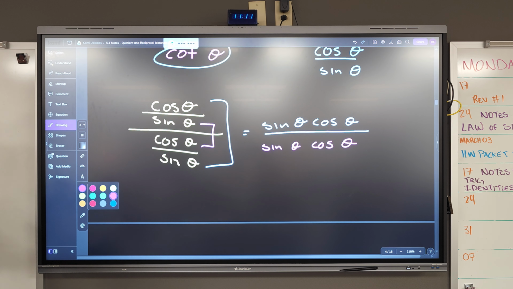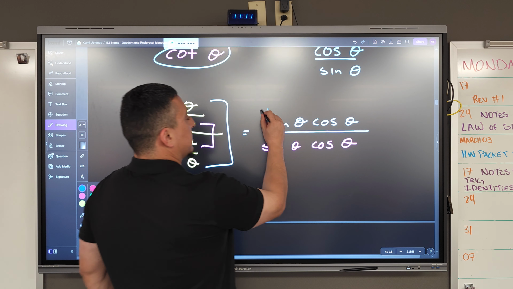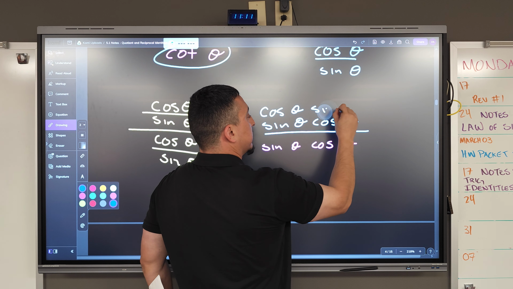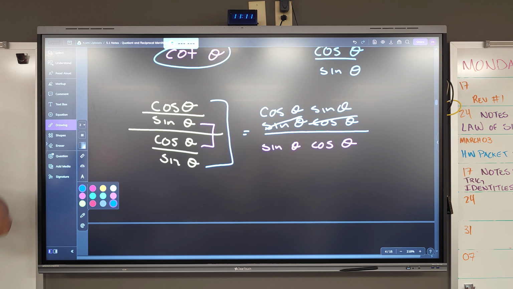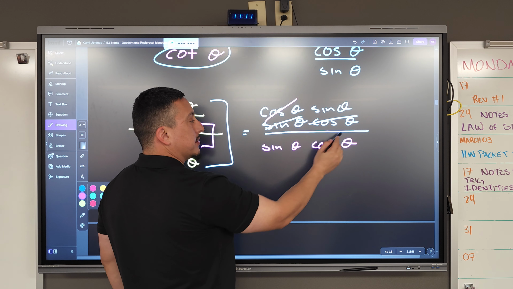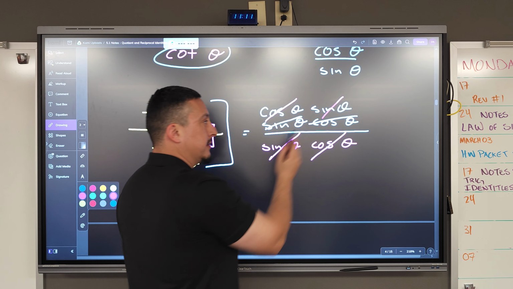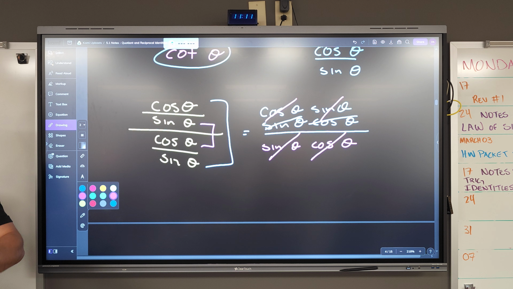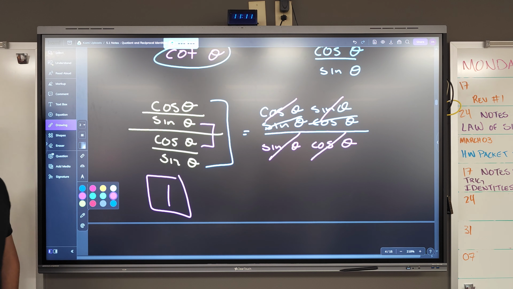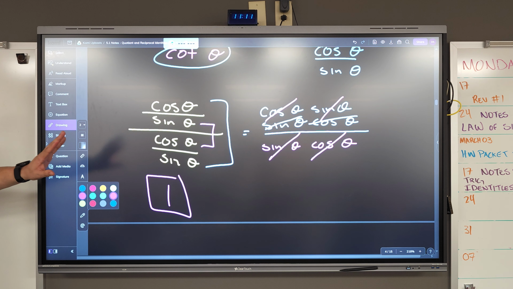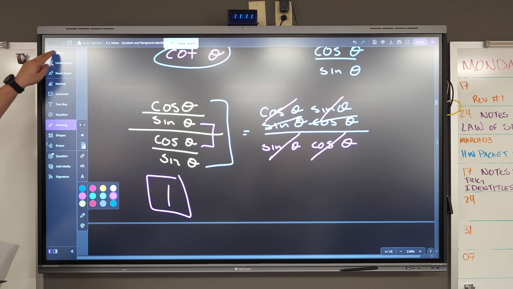Even if the order was different, it doesn't matter. Like this could say cosine theta, sine theta, for example. It's the same thing. What's my answer to that? What happens? Yeah, 1, right? Cosine, cosine, sine, sine. Same stuff on top, same stuff on bottom. So 1. Is that all right, guys? For 5.1, which is what we're doing, that's as hard as they get. So let me let you try one of those.